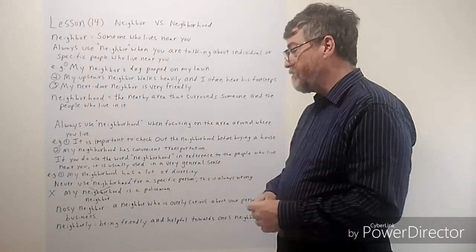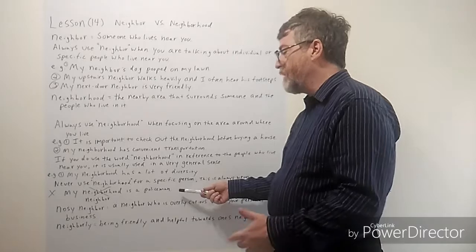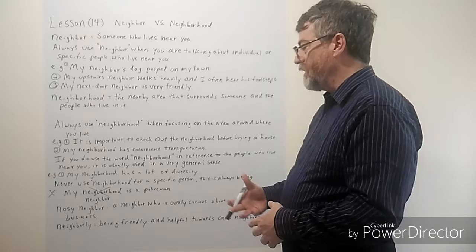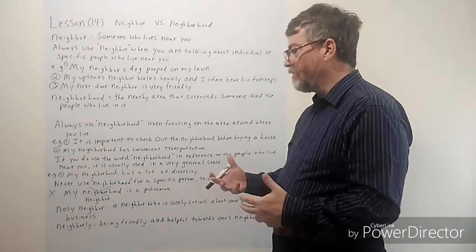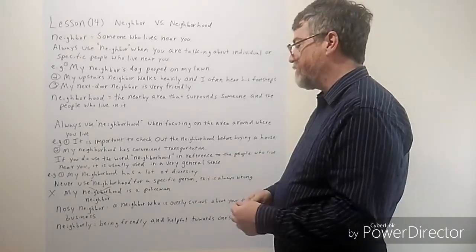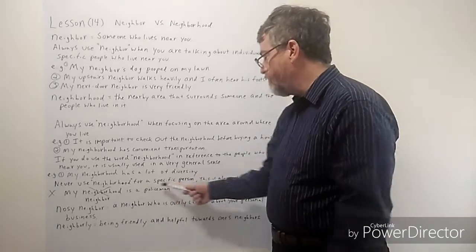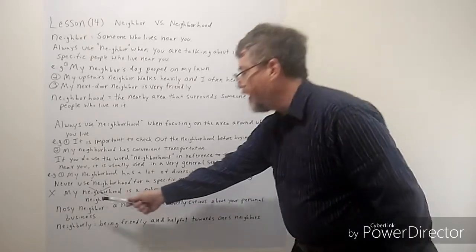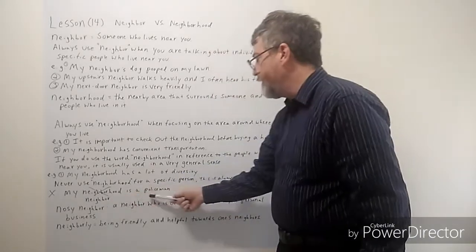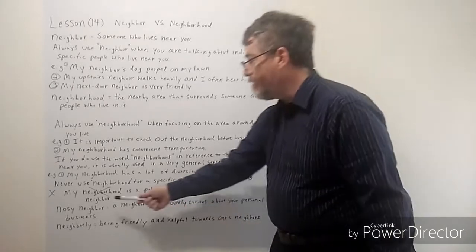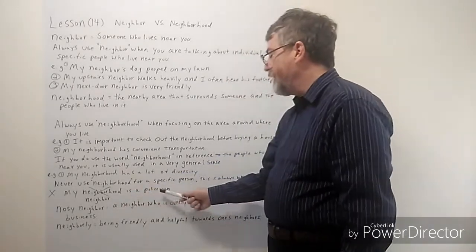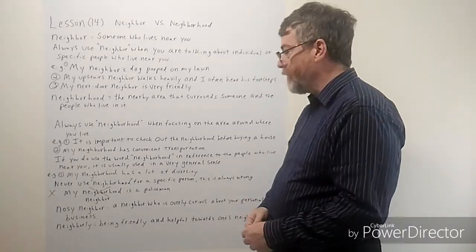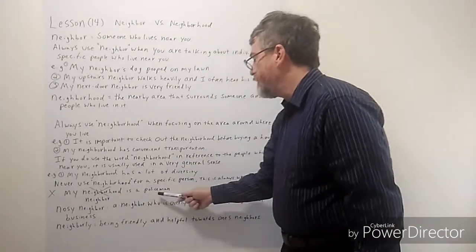All right, here's the next point to be very careful about, because this is where students sometimes make a mistake, where a student of ESL, where English is their second language, might make a big mistake and might look foolish. So, never use neighborhood for a specific person. This is always wrong. If somebody said, my neighbor is a policeman, that is correct. My neighborhood is a policeman? Of course, you can't say that. You're only talking about one person. So the correct way to say it would be, my neighbor is a policeman.